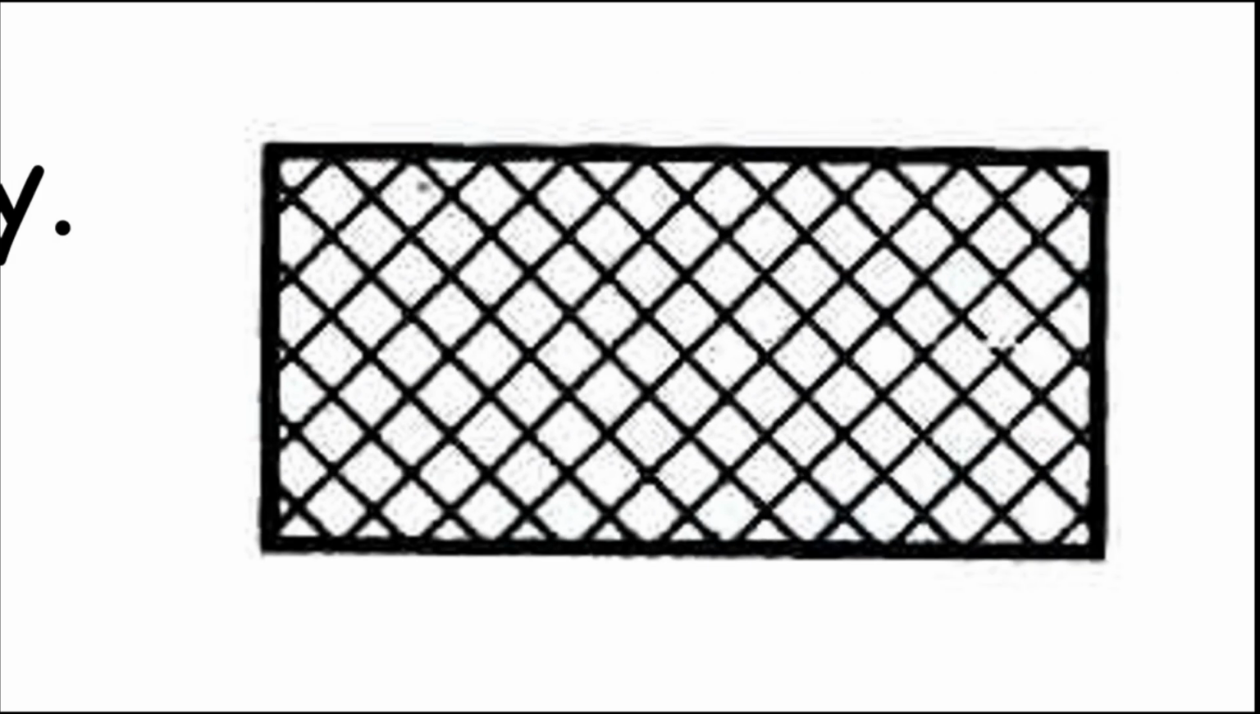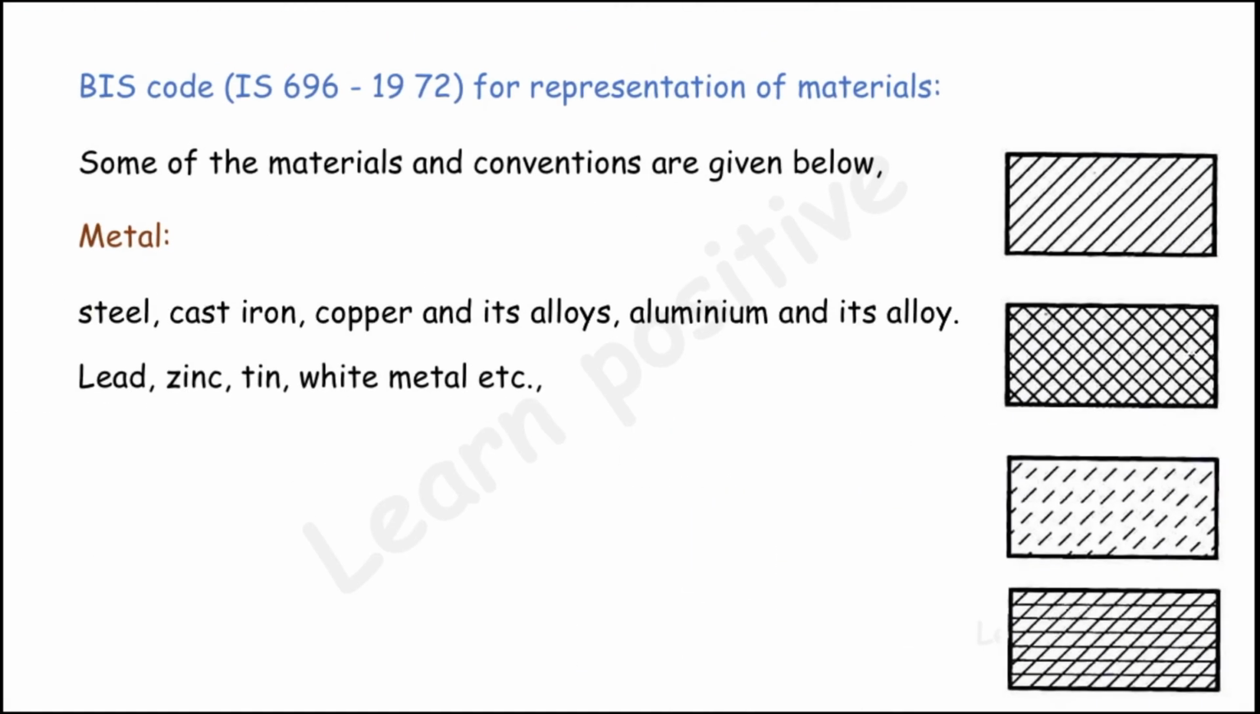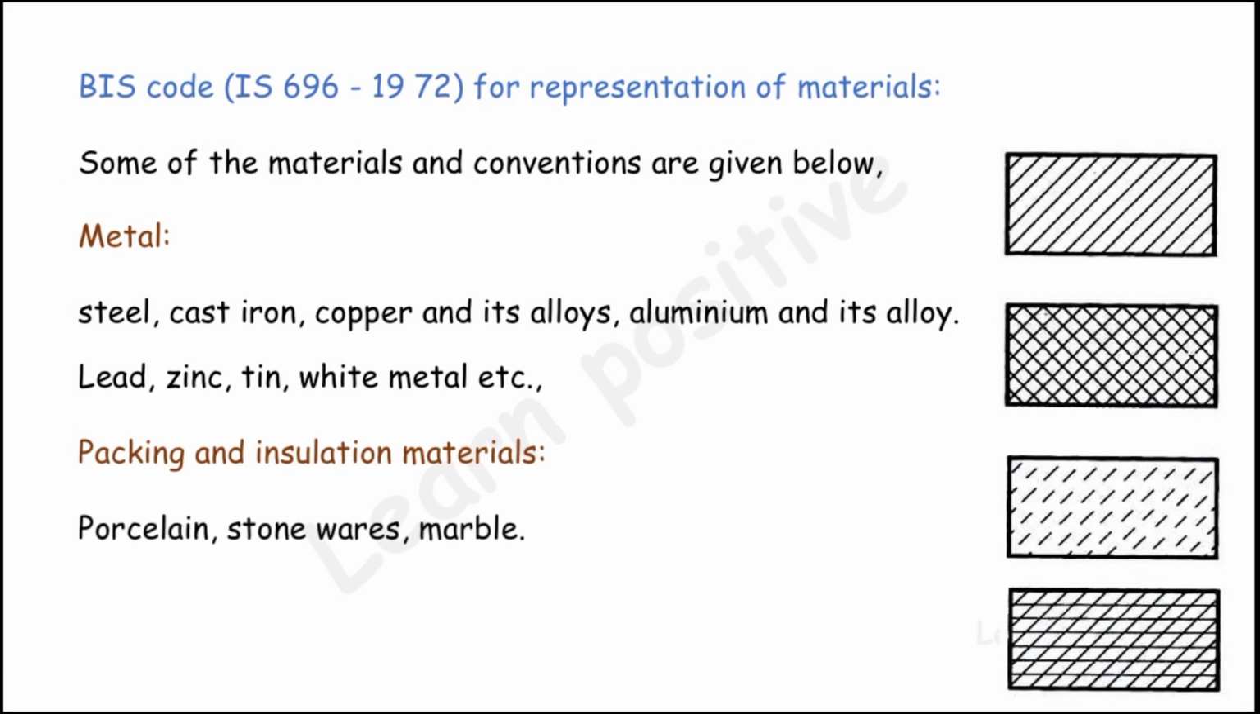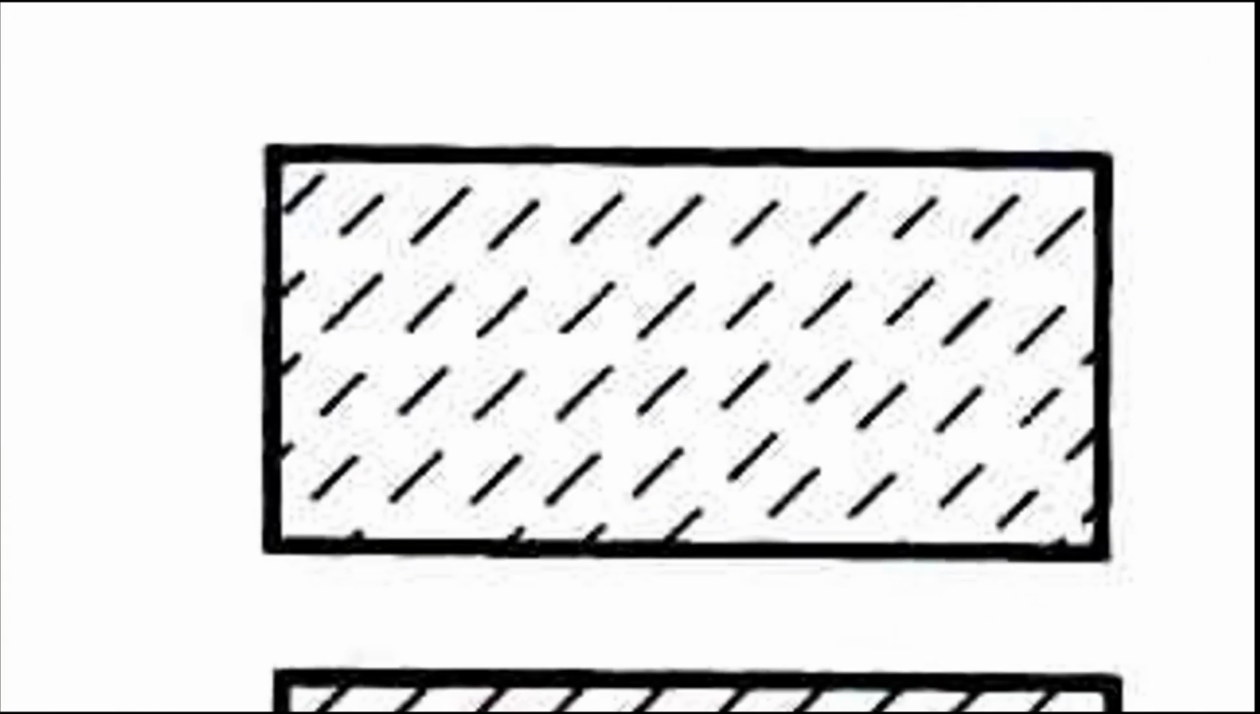At the same time, we are going to create a grid shaped hatching line for the soft thin materials. And for the packing and insulation materials, we are going to use different types of hatching lines. For porcelain and stoneware marbles, we are going to use this kind of hatching. So, it is a 45-degree hatching and it will be split out.